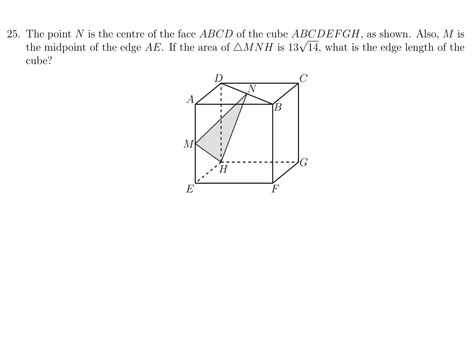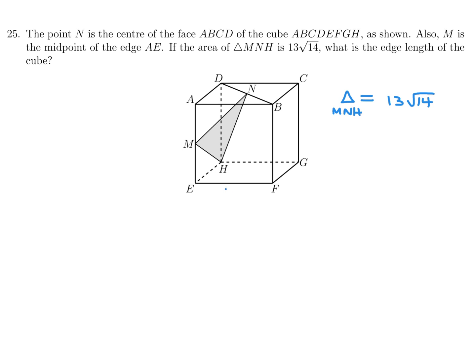The point N is the center of the face ABCD of the cube ABCDEFGH, as shown. Also, M is the midpoint of the edge AE. If the area of triangle MNH is 13 root 14, what is the edge of the cube? Well, the triangle area is root 14 times 13, and that's M and H.